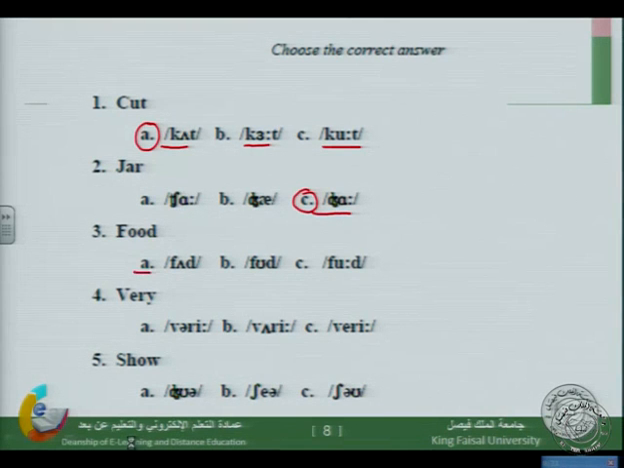Food, fud, food, food. Fud, food, food. Fad, food, food. C is the correct one. I will leave number four and number five to do by yourself. Try to look at the transcription first and then match it with the word, with the letters.